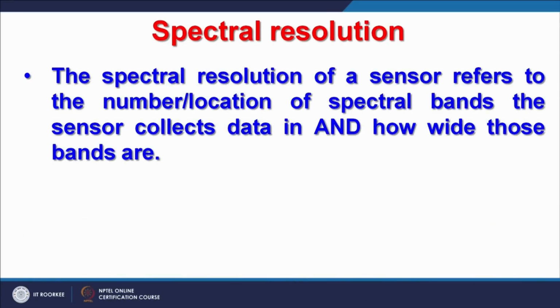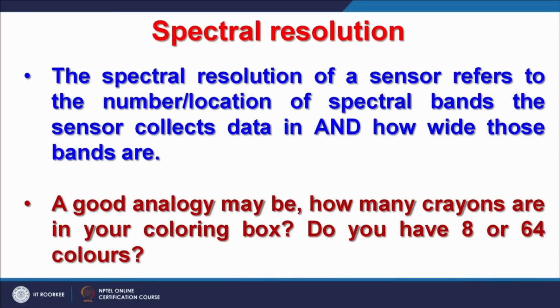Now 3 more resolutions very quickly. Spectral resolution refers to the number and locations of spectral bands the sensor collects data in, and how wide those bands are. A good analogy is how many crayons are in your coloring box. Do you have 8 or 64? Of course 64 is better. So that is the advantage.